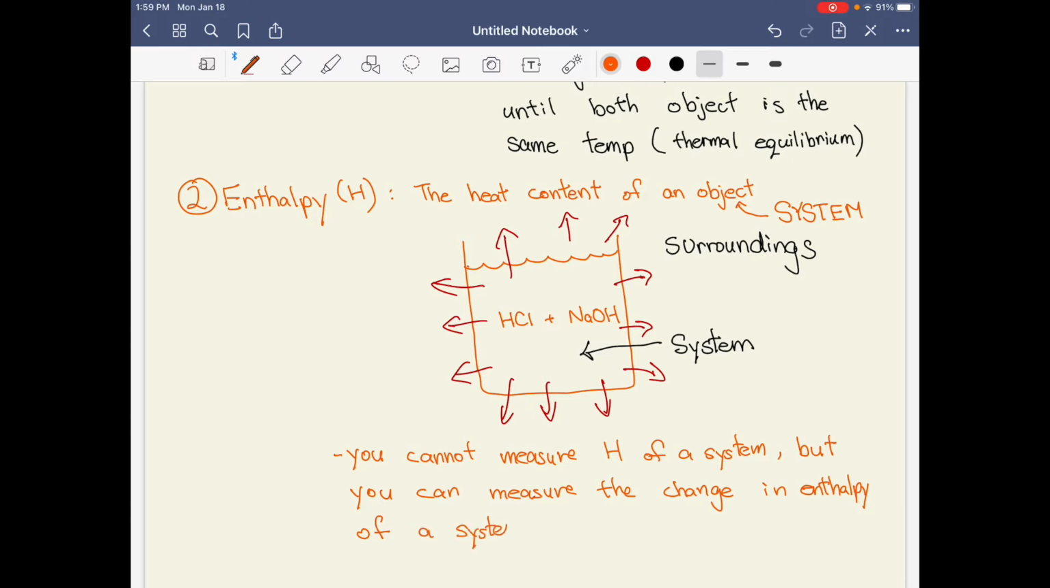Okay, and this change in enthalpy is represented by delta H, with a final measurement subtracted from the initial measurement, through a little device that we can build easily, called a calorimeter. And what we're going to be learning, of course, is calorimetry. All right? And this is very simple to build.